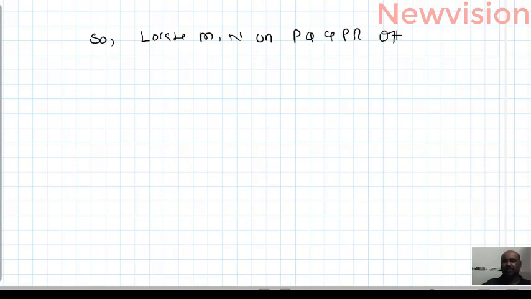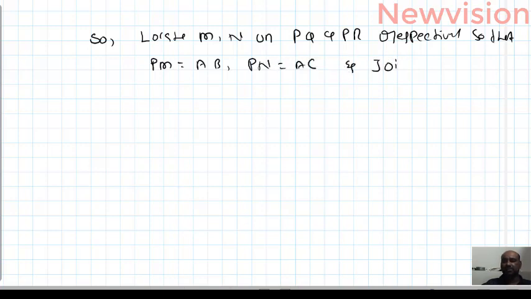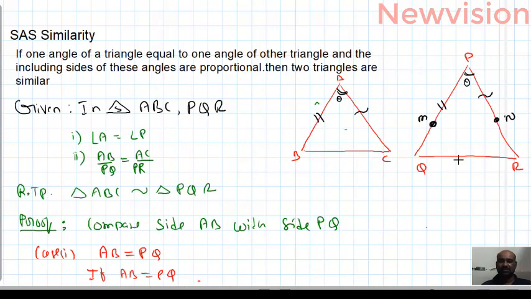Okay, so locate M, N on PQ and PR respectively, so that PM equal to AB, PN equal to AC, and join MN. That's all. Join MN.